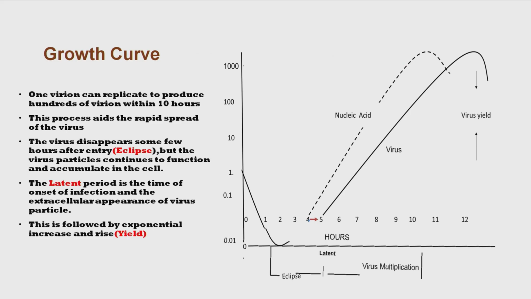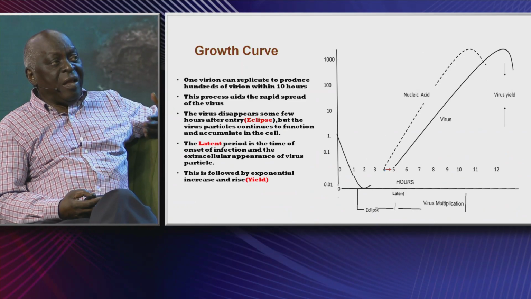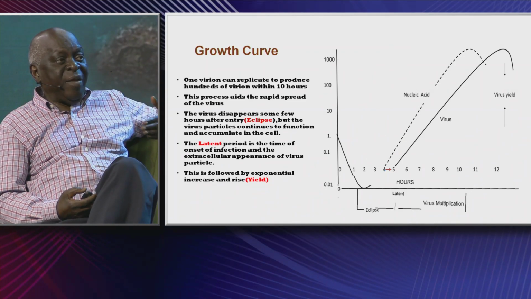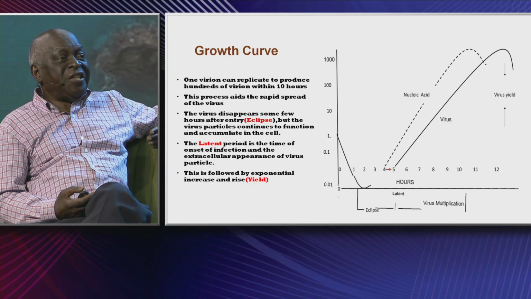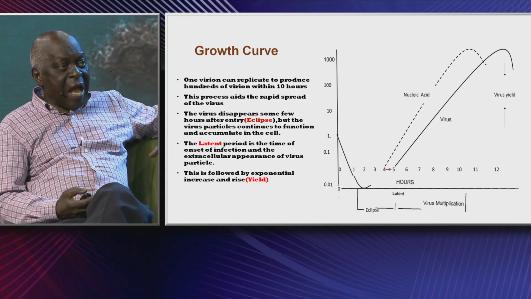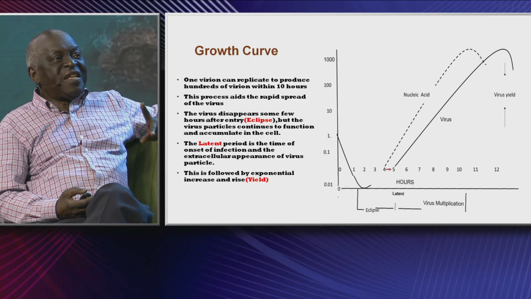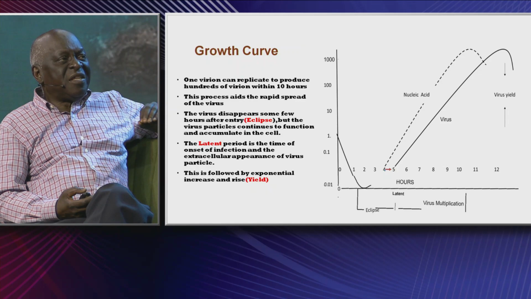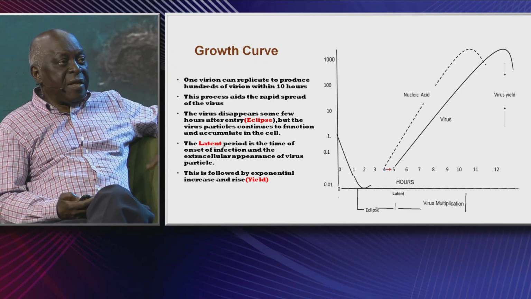This is followed immediately, an hour later, by the latent period. This is the first time the virus appears extracellularly in the host. This is almost equivalent to the incubation period in a patient. And this latent period is followed by the yield. This is the maximum amount, which we refer to as titer. This is the time the maximum amount of the virus is found in the cell or in the host, probably equivalent to the acute stage of disease. I just told us eclipse, latent, and the yield.